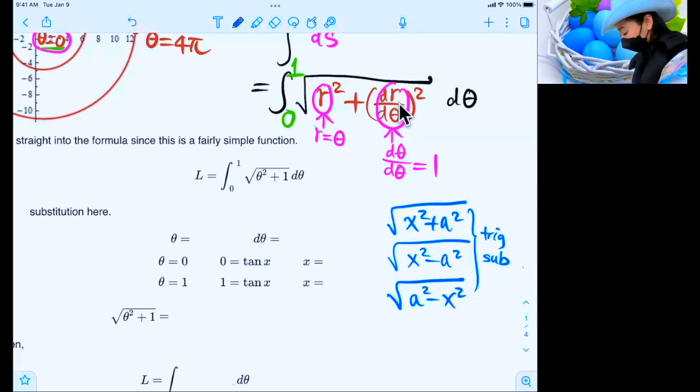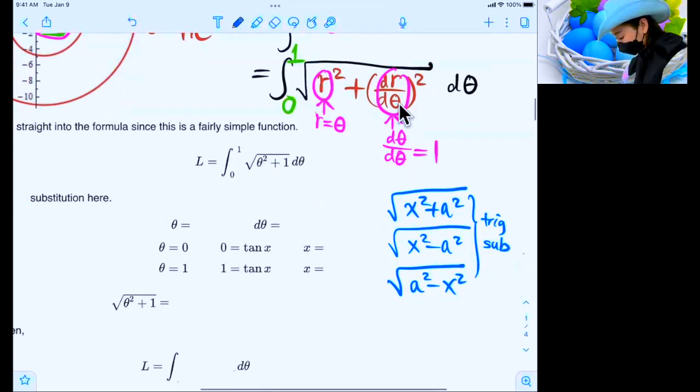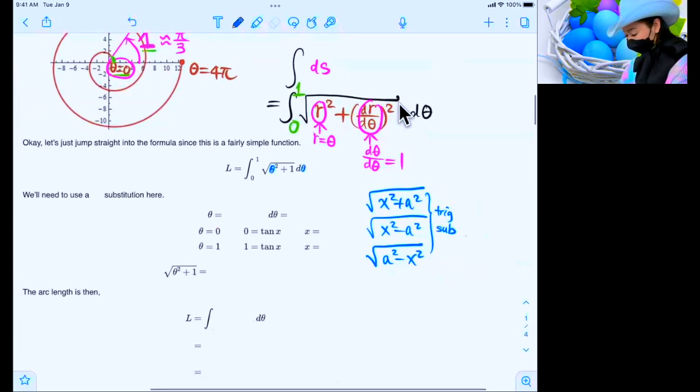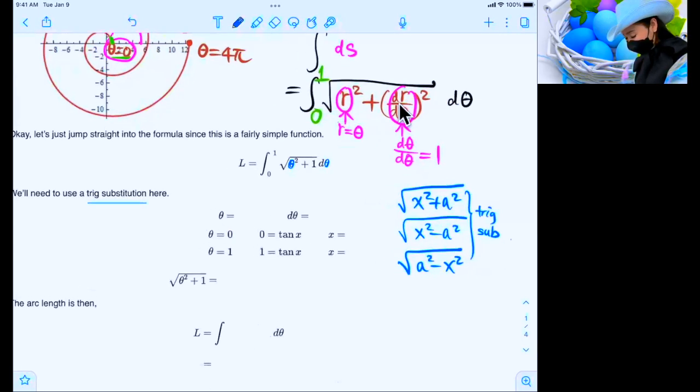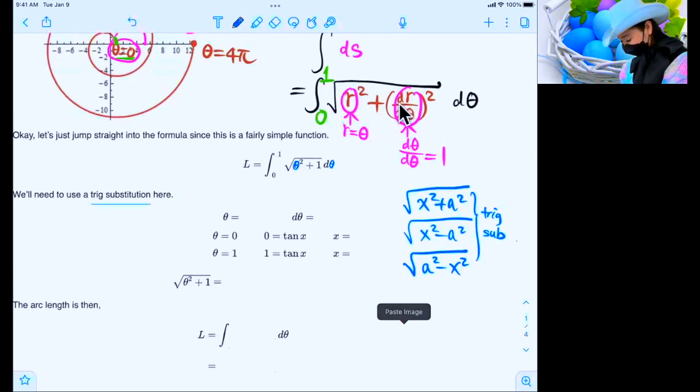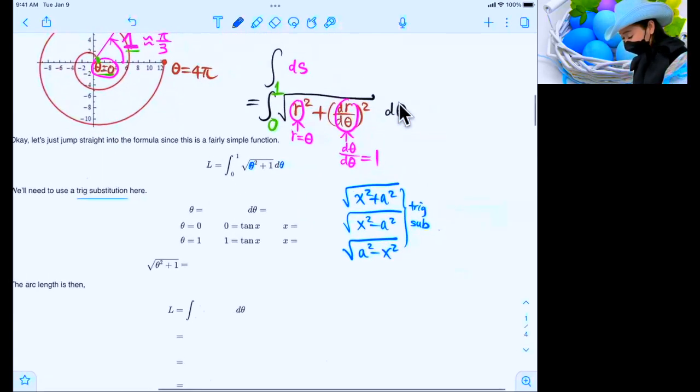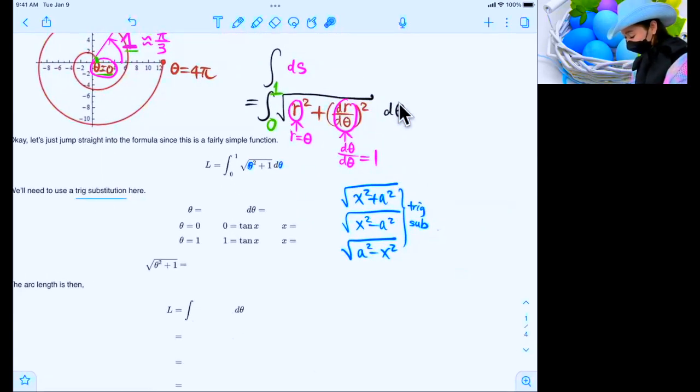So right now, the theta here is kind of like the x. Make it smaller. So this is this theta over here. Okay, so we're going to use trig sub. Good job. Good thinking. Now you can tell your next teacher. I'm your teacher.